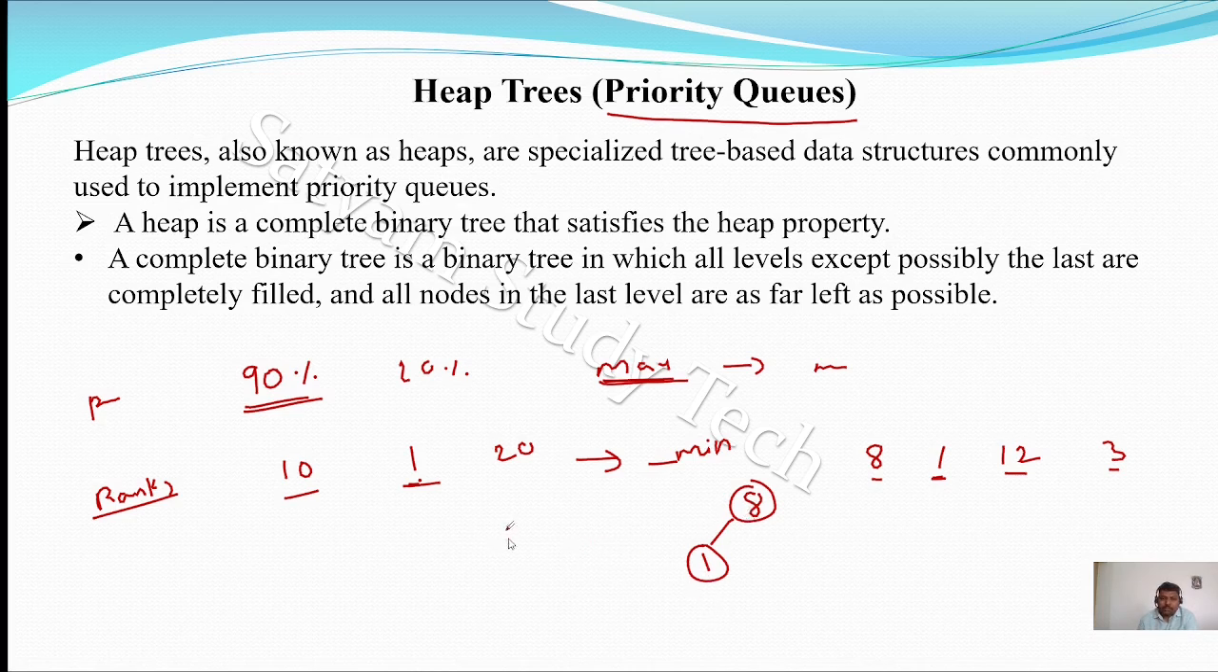The min heap means the parent node is less than or equal to the child. But here the child is the minimum and the parent is the maximum. So it does not satisfy this constraint, but it does satisfy the complete binary tree. It satisfies the complete binary tree, but it does not satisfy the min heap property.